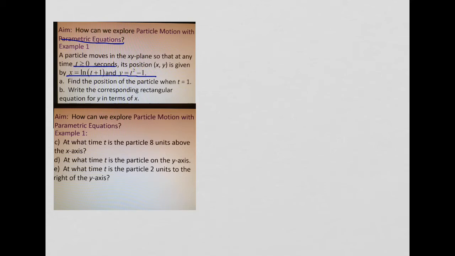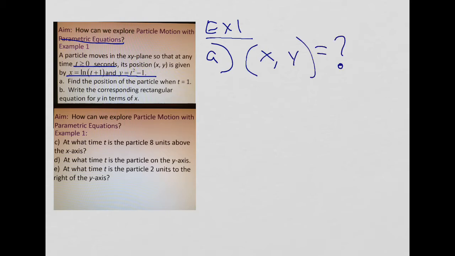And so let's take a look at part A. It says, find the position of the particle when t is equal to 1. Well, the position is x comma y, and we don't know what that is. So we need to figure out its x and its y, and they tell us when t is 1. So we're going to replace t with 1 in the x equation and t with 1 in the y equation.